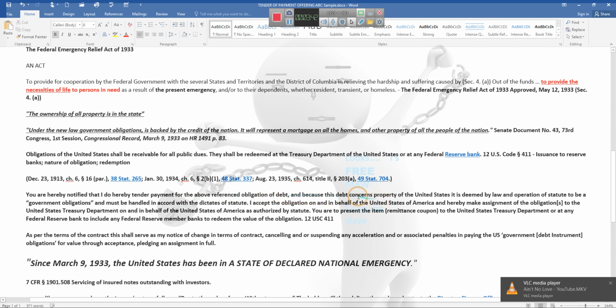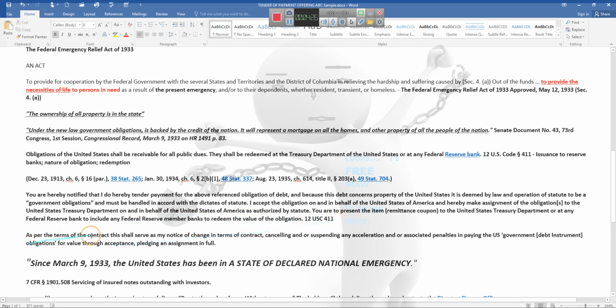Look: you are hereby notified that I hereby tender payment for the above referenced obligation of debt, and because this debt concerns property of the United States, it is deemed by law and operation of statute to be a government obligation and must be handled in accord with the dictates of statute. I accept the obligation on and in behalf of the United States of America and hereby make assignment of the obligations to the United States Treasury Department on and in behalf of the United States of America as authorized by statute. You are to present this remittance coupon to the United States Treasury Department or any Federal Reserve Bank, to include any Federal Reserve member bank, to redeem the value of the obligation, 12 U.S.C. 411.